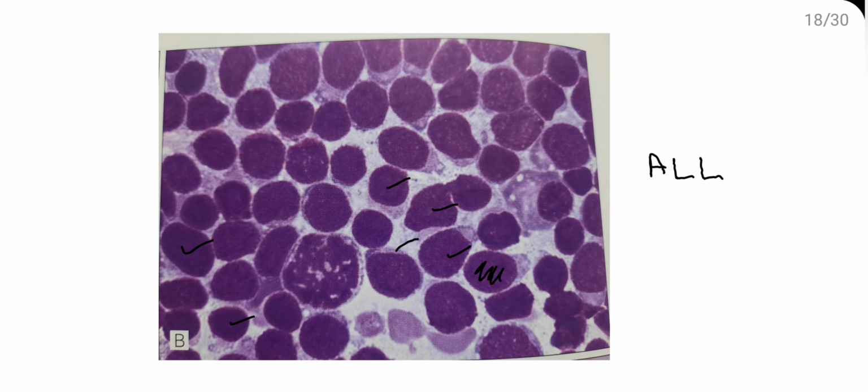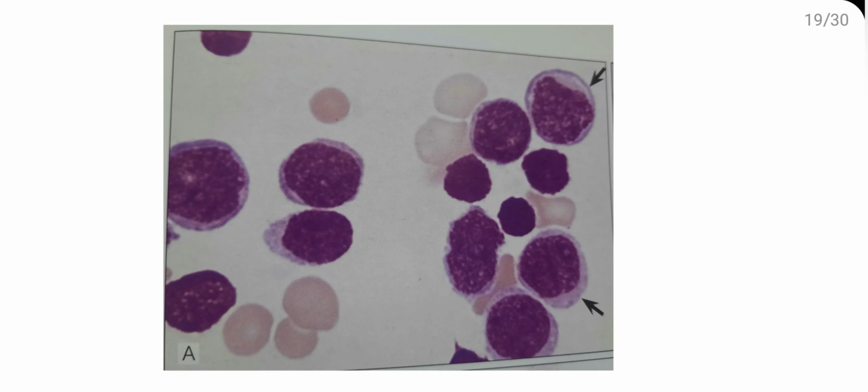Now concentrate on the size. All are of the same size. So it is ALL L1. Similarly, these are again lymphoblasts with scant cytoplasm, condensed chromatin, and you can see around 1 or 2 nucleoli. And they are quite large when compared to the previous picture. Also they are of varying size. They are not of the same size, a heterogeneous population. Hence it is ALL L2.